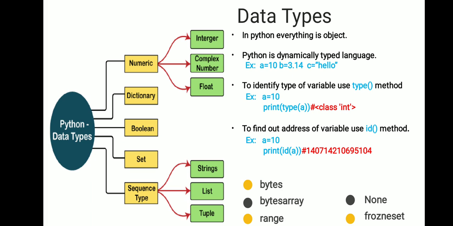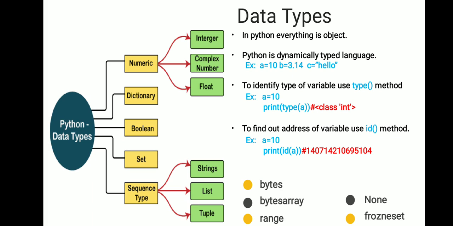So class int. Now the fourth point is to find out the address of a variable. We have another inbuilt method. That method name is id. The variable whose address you want to find out, you have to pass that variable to the id method. Now see the example. a = 10. Now I want to find out the address of variable a. So print(id(a)) will print the address of variable a. You can see the big value there after the hash. That is the output of this code.